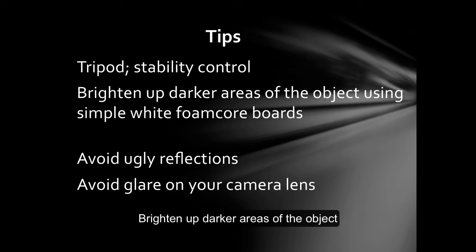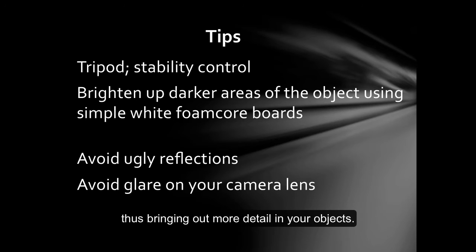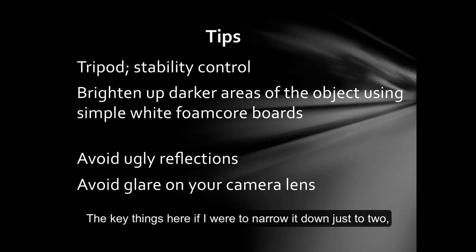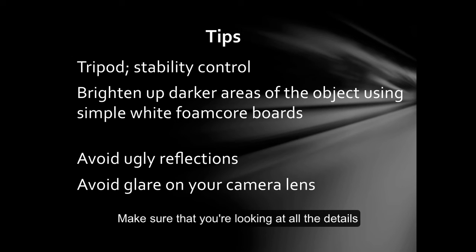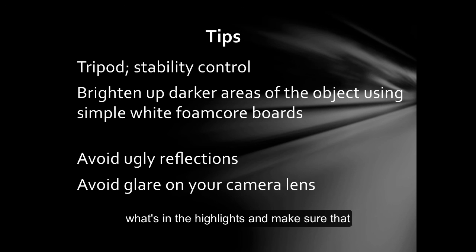Brighten up darker areas of the object using simple white foam core boards. This helps to bounce the light around the lighter surfaces, thus bringing up more detail in your objects. The key things here, if I were to narrow it down just to two, avoid ugly reflections and avoid glare on your camera lens. So it does take some experimentation to do this. Make sure that you're looking at all the details in your photo, that you're not just blindly looking at the object. You look at what's in the object, what's in the reflections, what's in the highlights, and make sure that it is a clean, good photo.